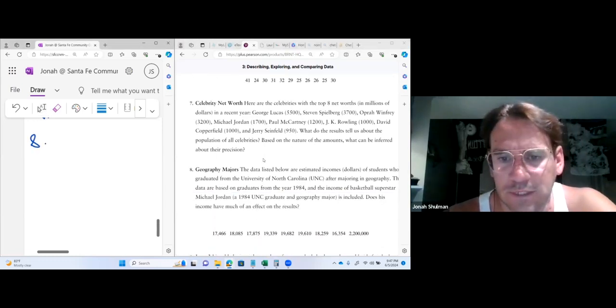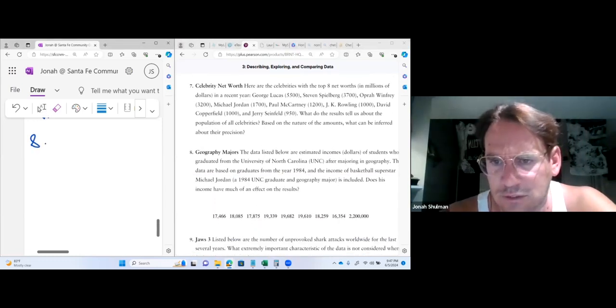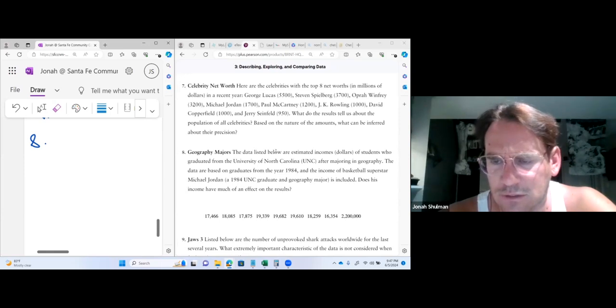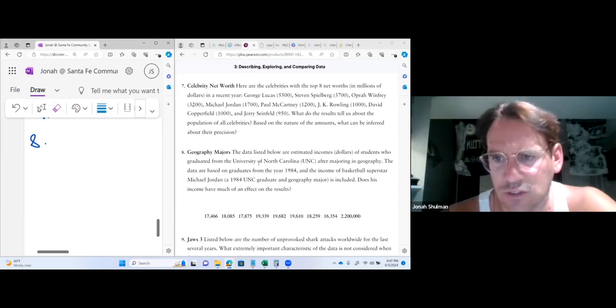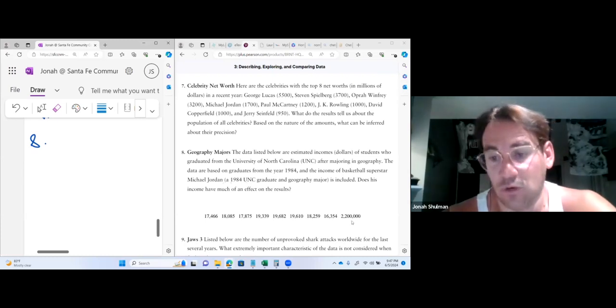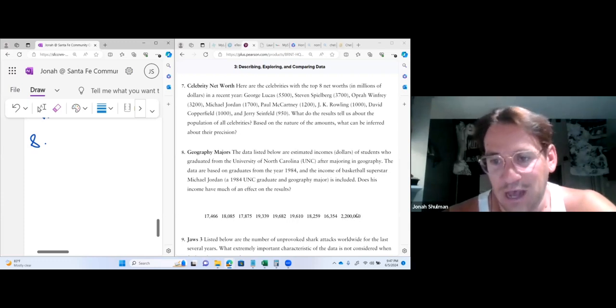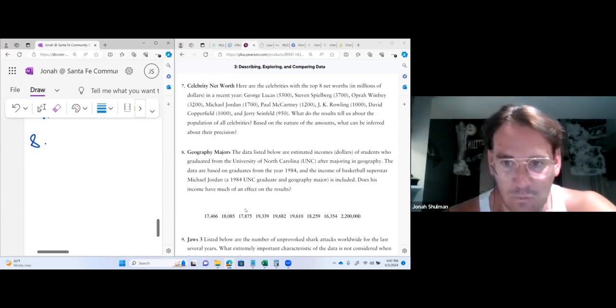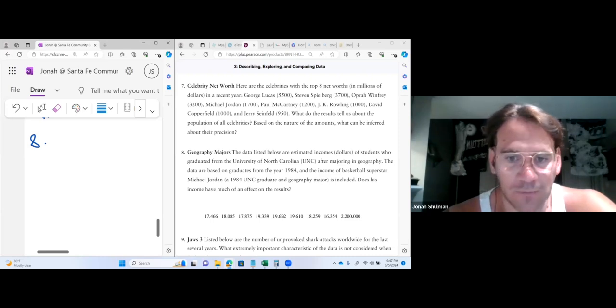All right, number 8 says the data listed below are estimated dollars income of students who graduated from the University of North Carolina after majoring in geography. Data are based on graduates from the year 1984. Total income of basketball superstar Michael Jordan, a 1984 UNC graduate, is included. Does his income? Yes, of course. Obviously, Michael Jordan's salary or income is going to far outweigh all these other people.